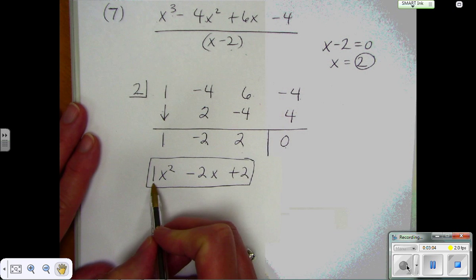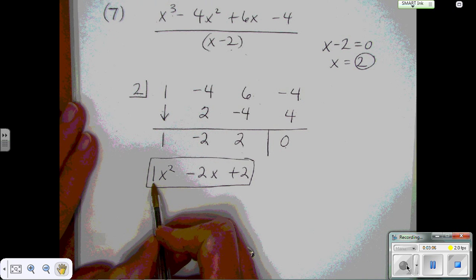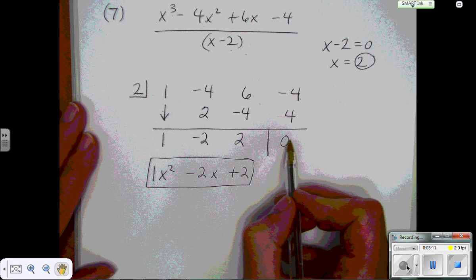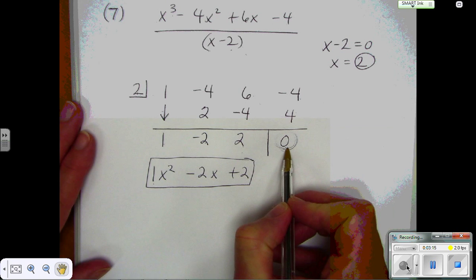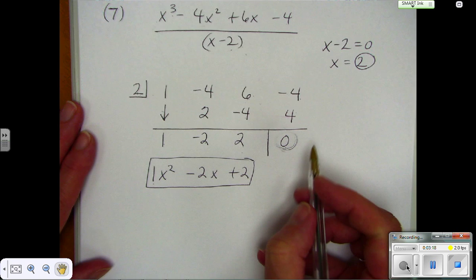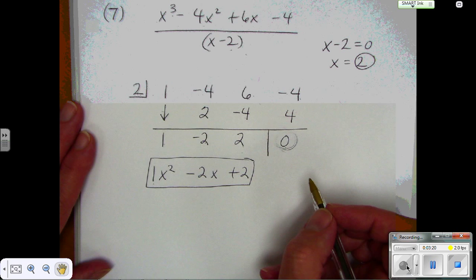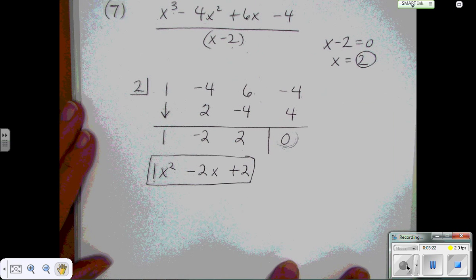Of course, you don't have to write that 1. I'm just trying to make a point that it's the coefficient for your squared term. Okay, and your remainder, this right here is the remainder. So there's not a remainder, so we're all good and happy. Okay, so write down any questions that you have, and we're going to do one more, actually. We're going to do number 9.